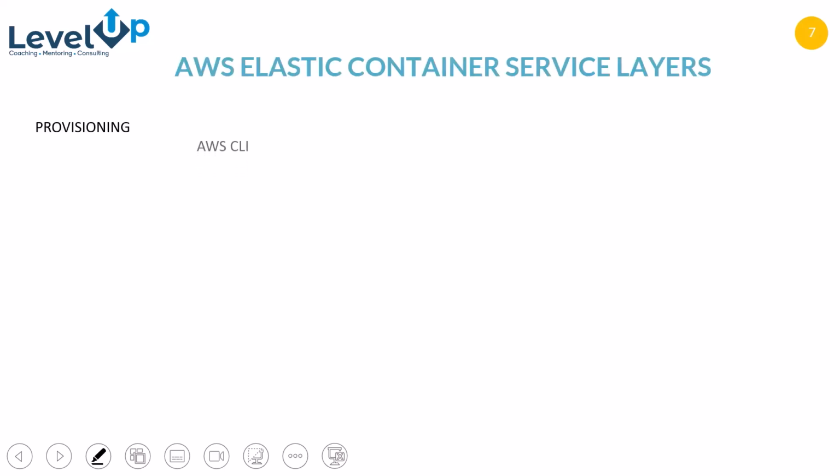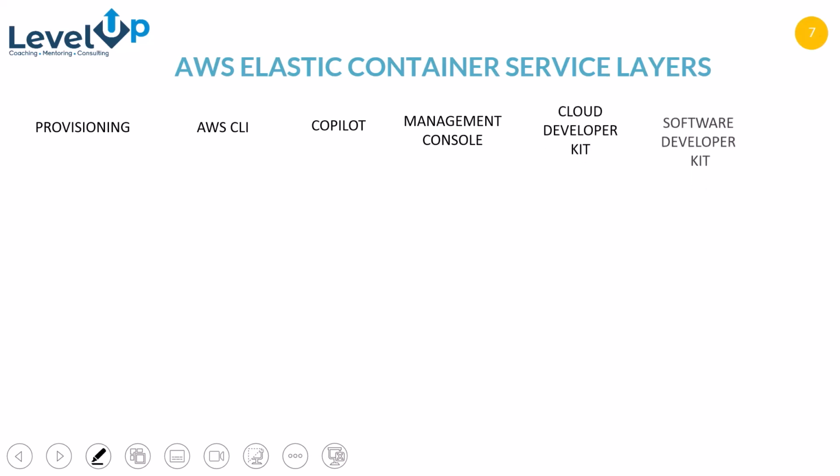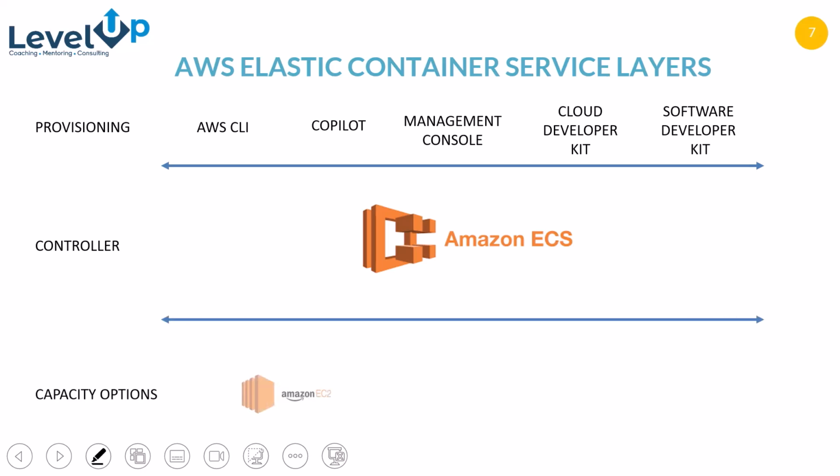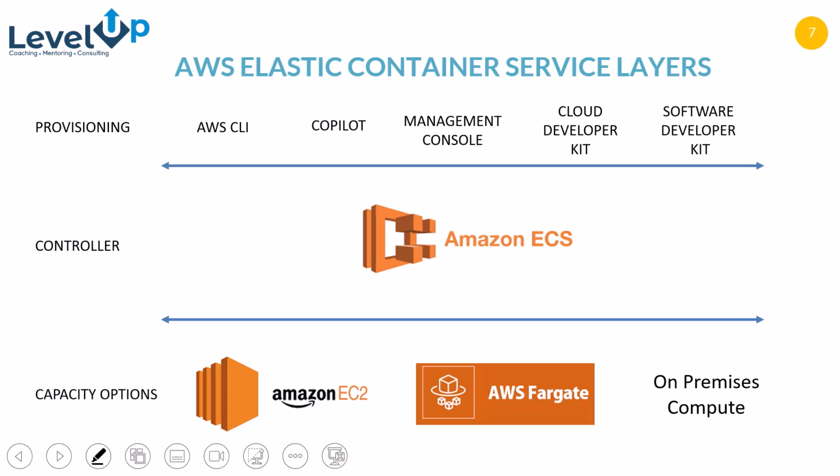All right. Now we can see all of them in one slide. For provisioning, we can do it with the help of the AWS CLI, Copilot, management console, CDK or SDK. Now the controller is Amazon ECS. It is the software to manage all the applications. And for the capacity options, we can have Amazon EC2, AWS Fargate, or on-premises compute.